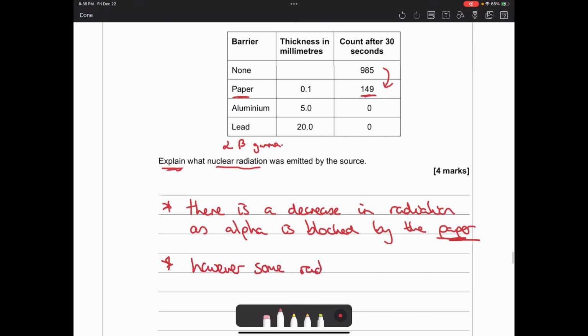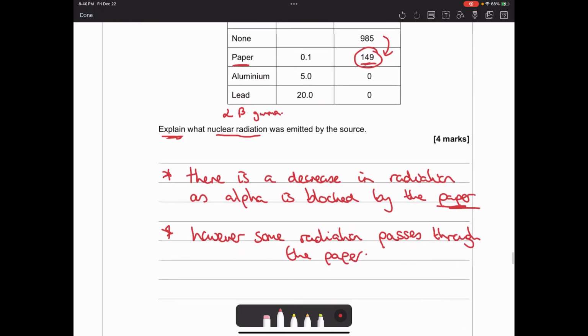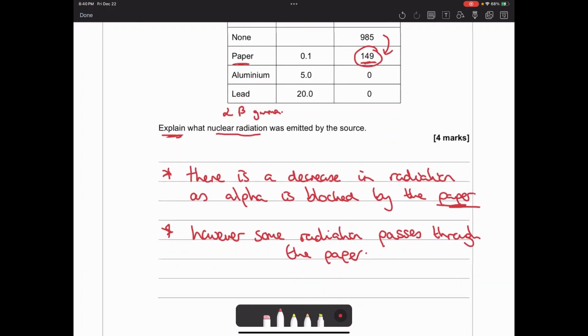some radiation passes through the paper. Still 149 parts of radiation are getting through the paper. So therefore, another type of radiation must be there. So what can pass through paper, but can't pass through any aluminium or lead? Well, that would be beta.